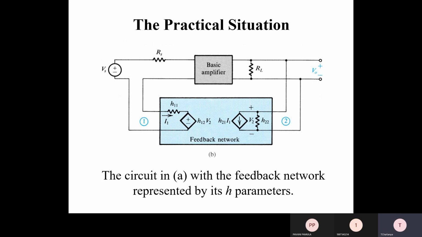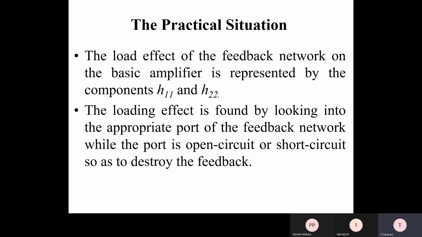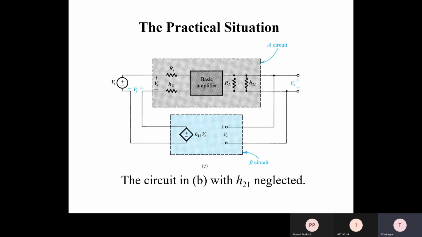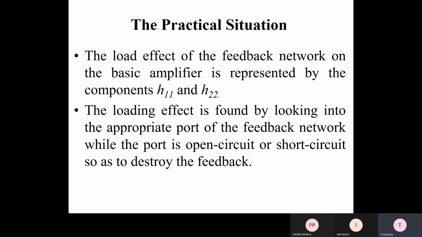So, practical considerations. These are the practical considerations for the next case. The load effect of the feedback network on the basic amplifier is represented by the components H11 and H22. See, H11 and H22. This one is the H11 hybrid parameter, and this one is the H22. So here he is explaining that the load effect of a feedback network on the basic amplifier is represented by the components H11 and H22.